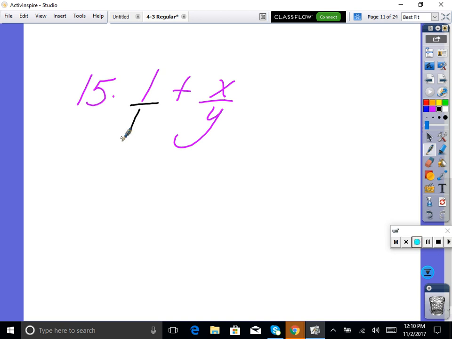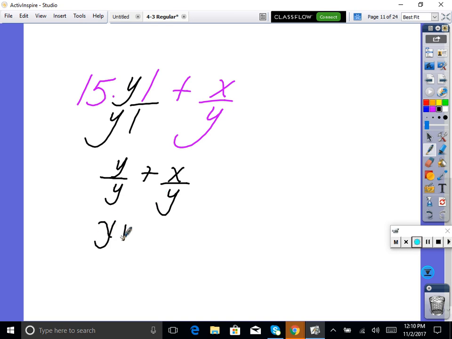Isn't this 1 over 1? What's my common denominator? Multiply by y over y. So don't we have y over y plus x over y? Then don't we combine our numerators? y plus x over y. Can I divide the y's out? No, we can't divide across an addition sign.